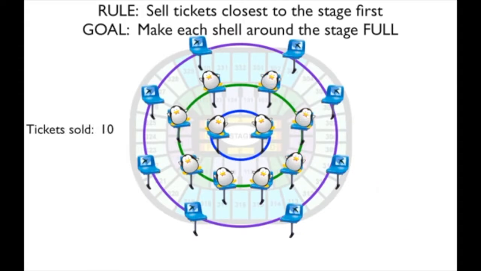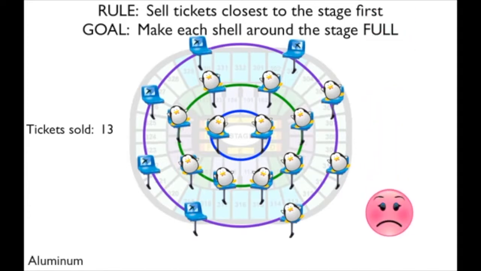What if we sell 10 tickets, though? Now you notice that the first 2 shells are full. This is a very stable configuration, and this is actually the noble gas neon. What about 13 tickets? So now we're moving into that third shell. We're always filling from the inside out, but now that third shell has only 3 occupied seats and 5 empty ones. So that's not so happy, and that is the element aluminum.